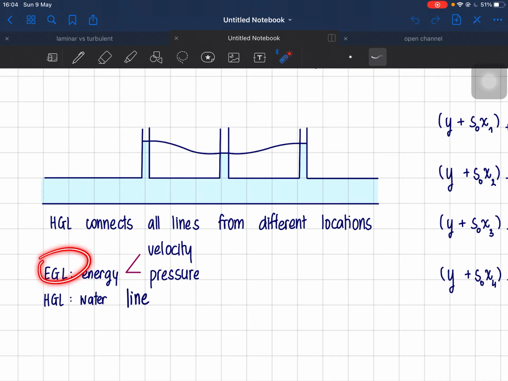For the energy grade line, the main factors are the velocity and the pressure. So sometimes there are two lines in the pipe work. It's the hydraulic grade line that measures the water, and the energy grade line that measures the energy, right?